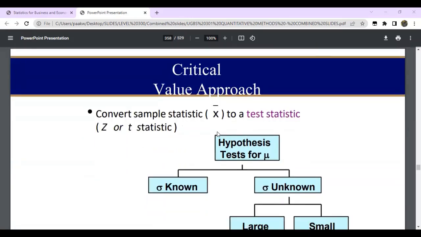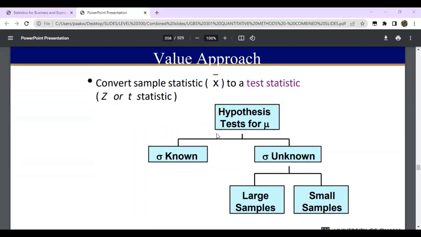And let's move on to the critical value output. Now, as I said, convert the sample statistic, that's the x bar, to a test statistic. So we are converting the sample statistic to a Z or T statistic. Here we have been introduced to a new table, that's what I call the T table. At first, all we knew from the normal and standard normal distribution was the Z table, but now we've been introduced to another table called the T table.